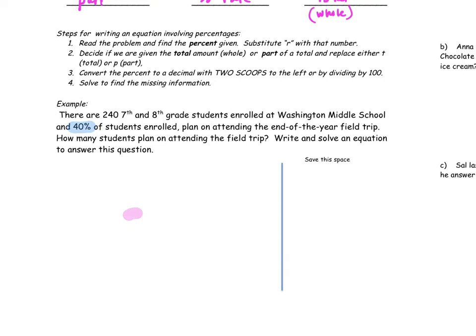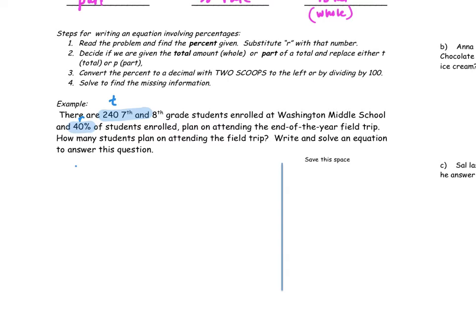So let's read through this again. There are 240 7th and 8th grade students. And then 40% attended the field trip. And we want to find out how many attended the field trip. So does 240 seem like the part or the total? If you thought that's the total, you're correct. So we now are going to replace T with 240, and we're going to replace the R with 40.